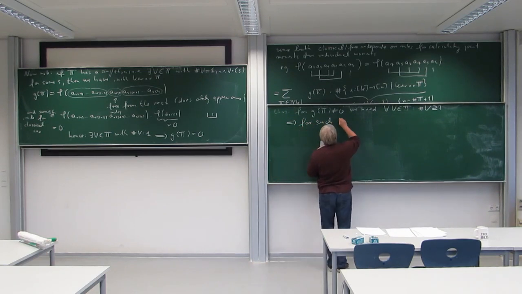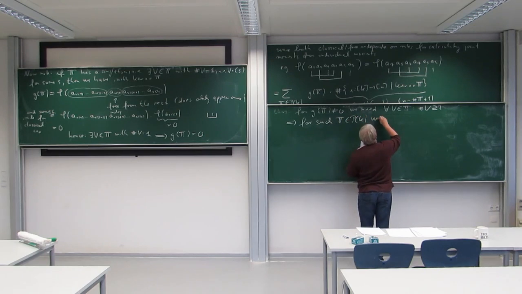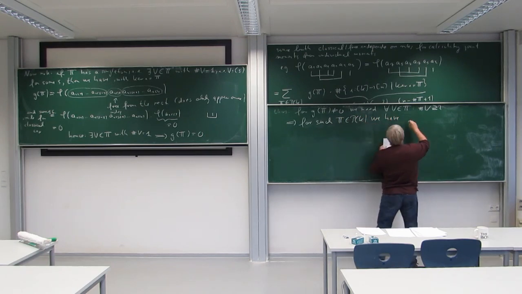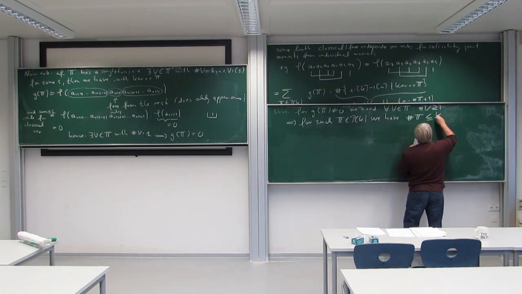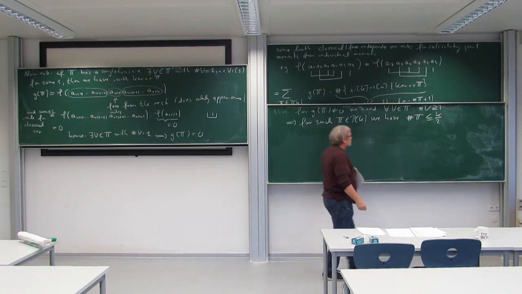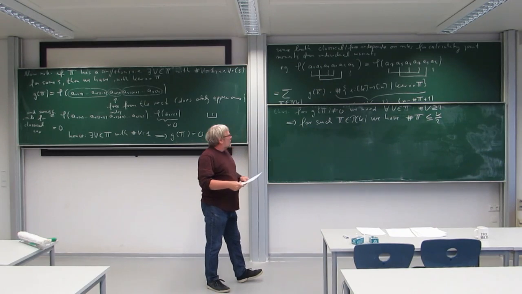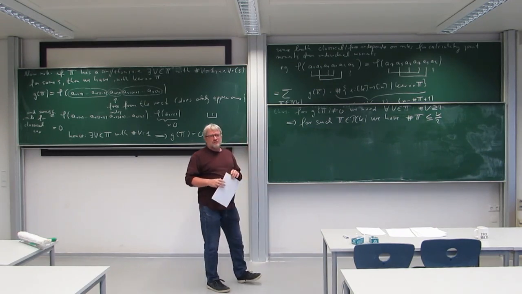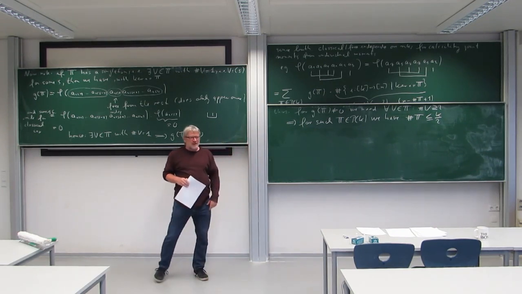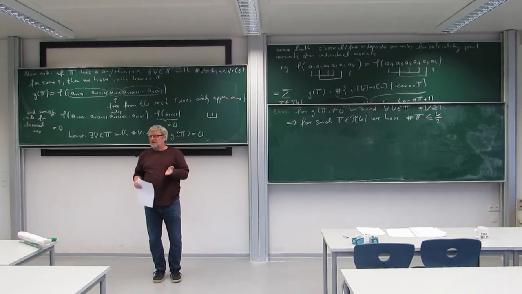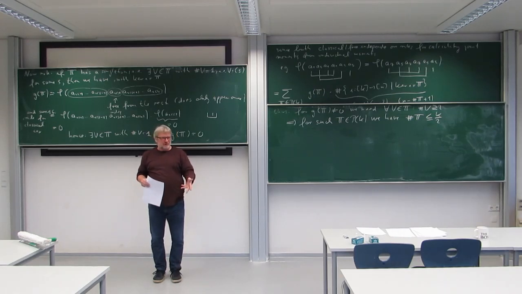So for such a partition of k numbers, we have the number of blocks is less than k over 2. Good. And k over 2 sounds good, because n to the k over 2 is exactly what we are dividing by, this our normalization, square root of n.